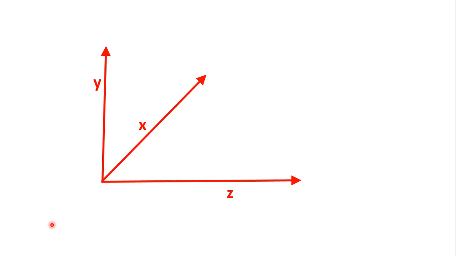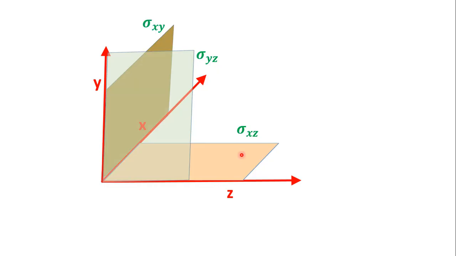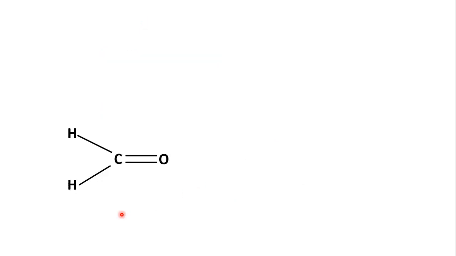The x, y and z axis, and now sigma xz, which is the xz plane, is shown. The sigma yz, the yz plane, is shown, and the sigma xy, the xy plane, is shown. This is the structure of formaldehyde.